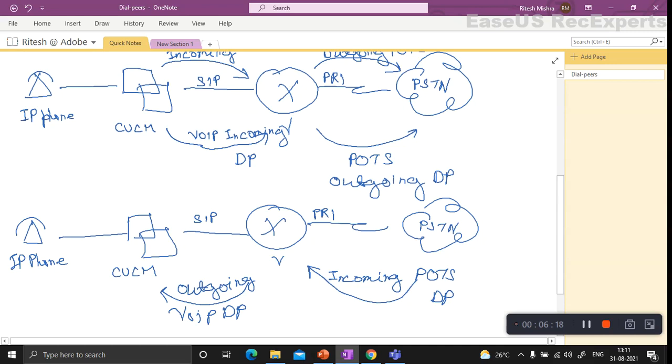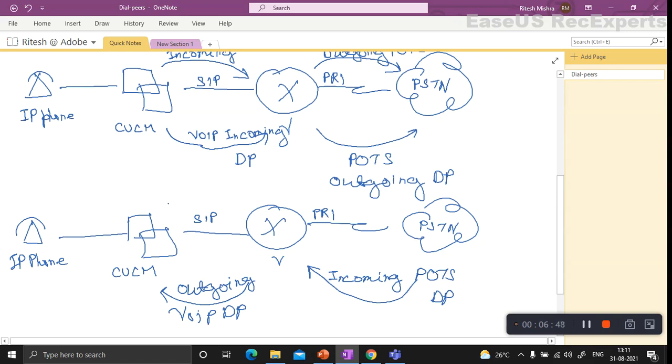So when someone asks what type of dial pair you will need, always ask the call flow, right? Whether it will be an incoming or outgoing dial pair depends on the direction of the call. Now, whether you will need a POTS dial pair or VoIP dial pair depends on which leg you are talking about. Okay, so this is about incoming and outgoing dial pairs, which depend on direction, and VoIP and POTS dial pairs, which depend on the leg.